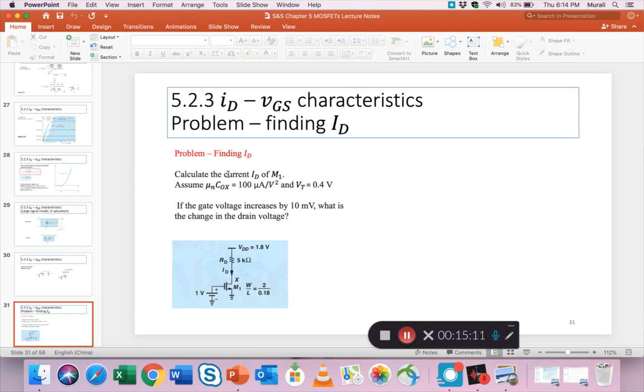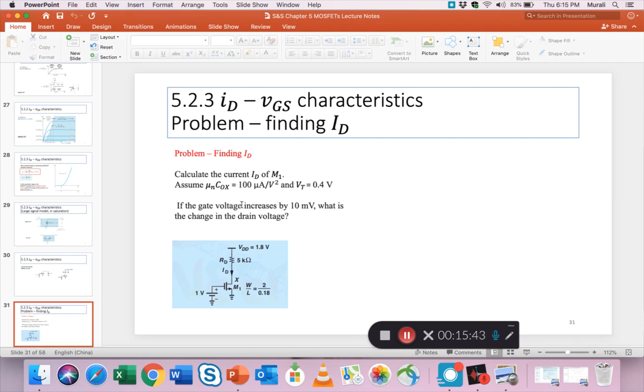So what is he asking us? Calculate the current ID. If we know that this is in saturation, or we don't know, we can try to find out if it is in saturation, then we have a formula. If it is not in saturation, if it's in the triode region, we have another formula. So we'll use one of those formulas. He's also giving us this mu n times COX. That means that factor Kn is given, so that helps. And then Vt is also given.